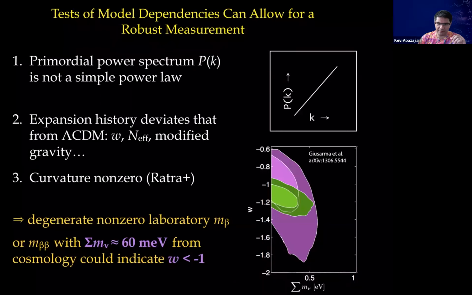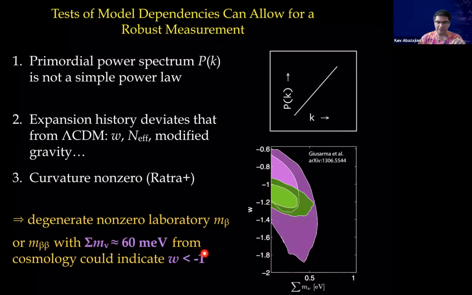The other thing is I pointed out that there's a degeneracy between neutrino mass and dark energy, from my work on lensing, and W here is -1 in lambda CDM. But if you, for instance, measure neutrinoless double beta decay to give you a beta decay mass that's consistent with a sum of neutrino masses of say 60 meV, that could actually force you into a W that is less than -1.